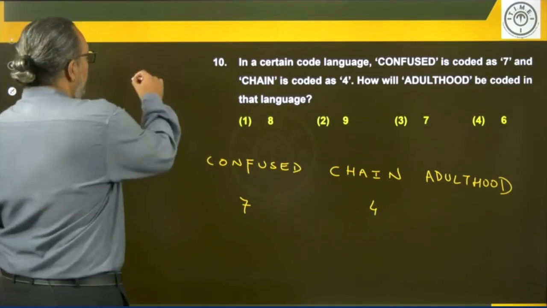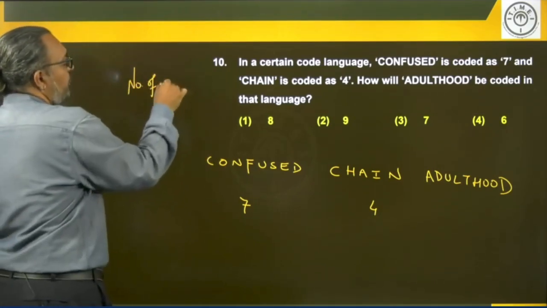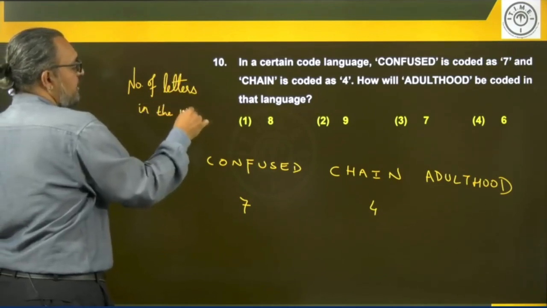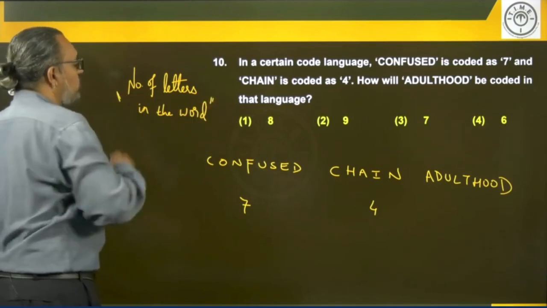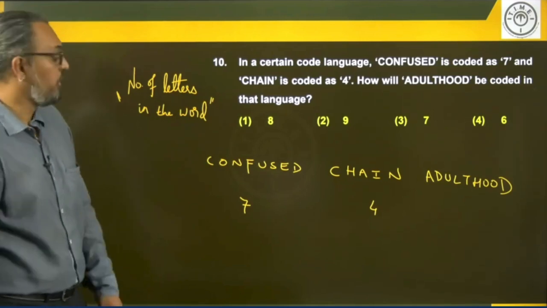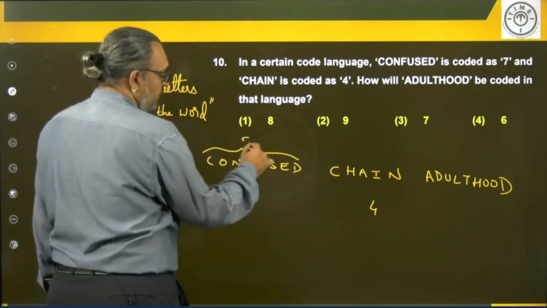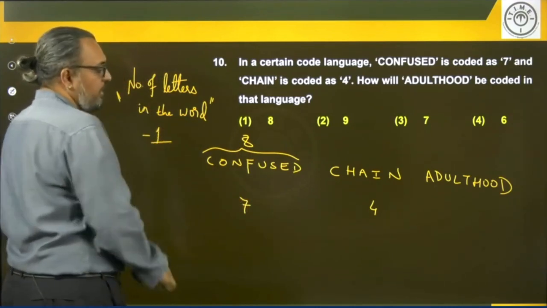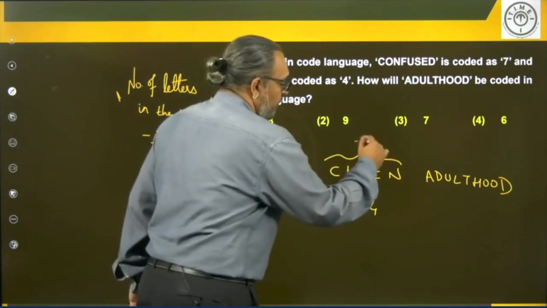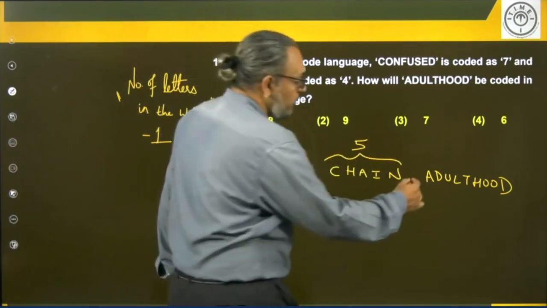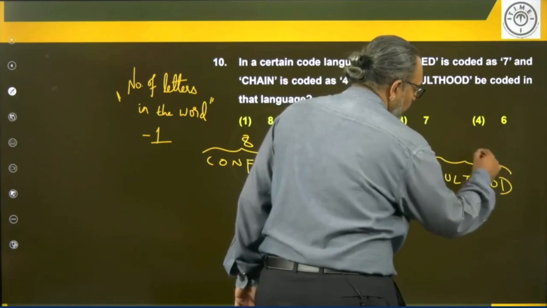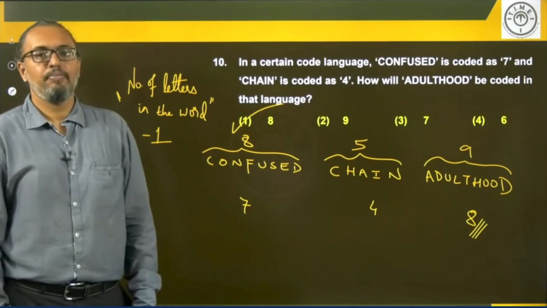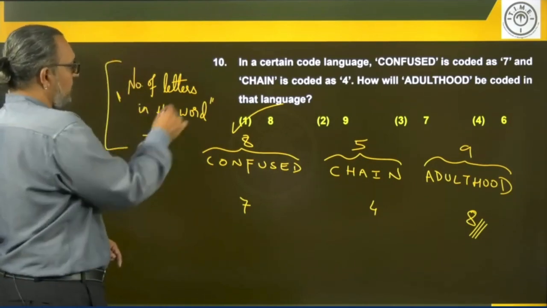So what is it about? Let's look into the number of letters in the word. That's the next thing you look into. If the place values are not going to work out, look into the number of letters you have in the word. Now what is the number of letters you have here? 8 letters, and you are getting 7. So basically it is number of letters in the word minus 1. Is it happening here also? Yeah, it's a 5-letter word, so 5 minus 1. Now what is adulthood? We have 3, 3, 6, 3, 9-letter word. So 9 minus 1, my answer should be 8. And that's available in first option. So number of letters minus 1 is the logic.